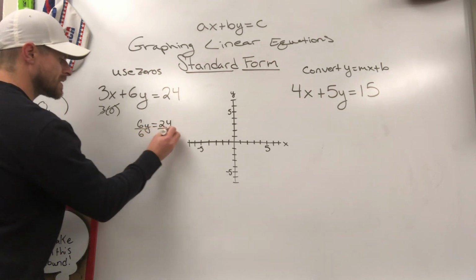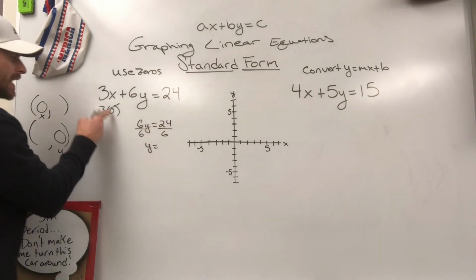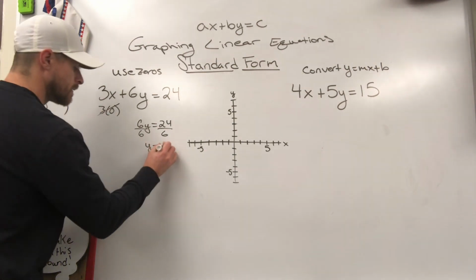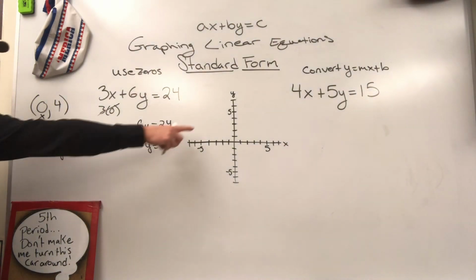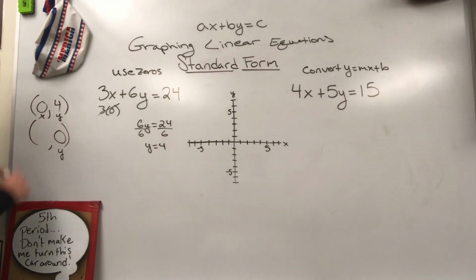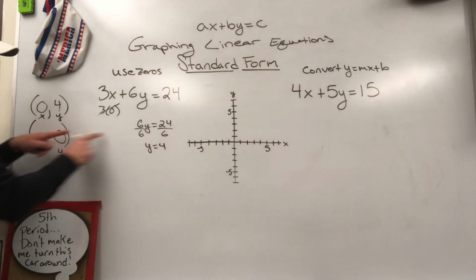So if we just divide by 6, when x is 0, y has to be 4. I can go to my graph right now and plot 0, 4 if I want to. But let's at least figure out this value. Plug the 0 in for the y.